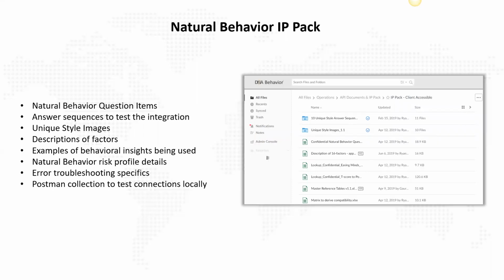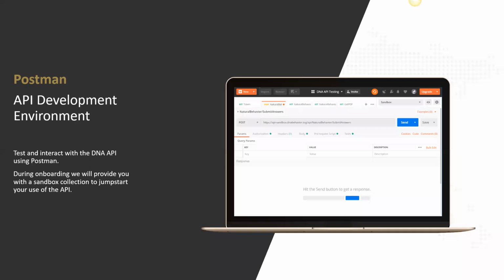And we'll go into the Postman collection in a moment, but that is used in order to test connections locally on your system. So as I mentioned a moment ago, Postman is something that we would give you access to, or a Postman collection. Postman is a development environment that you would install on your computer locally and allows you to just test the connection of an API.